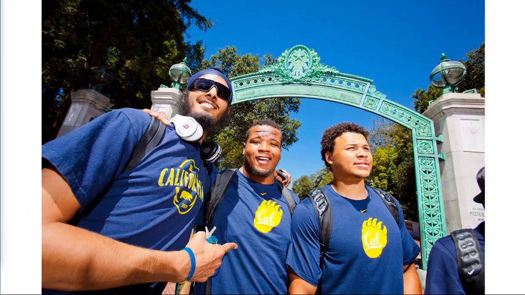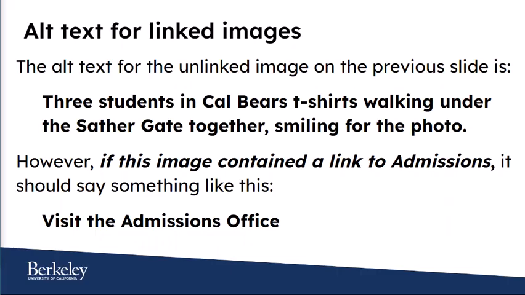Here's our example image. It shows 3 students in Cal-Bear t-shirts who appear to be friends walking together on a sunny day, and Sather Gate is seen in the background. What might we use as alt text for this image? I wrote, 3 students in Cal-Bears t-shirts walking under the Sather Gate together, smiling for the photo.